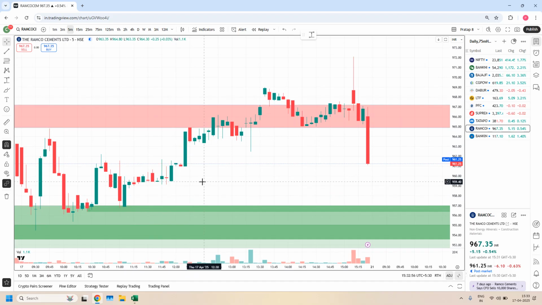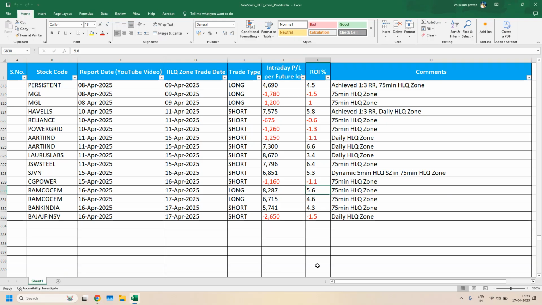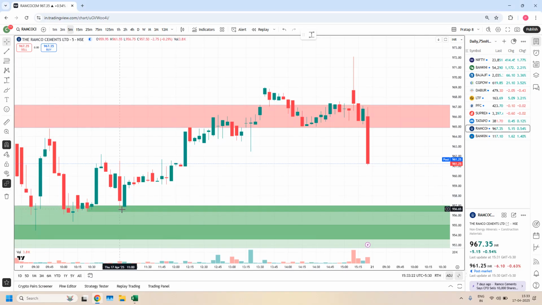Okay, after closing this trade, how much profit did you get? The second trade gave you 6,715 rupees profit, which gave you 4.6% ROA. Same capital you used. You did not use two different capitals. The first trade closed and capital was released. The same capital you used for buying the second trade. Okay, now the second trade is also completed, right?